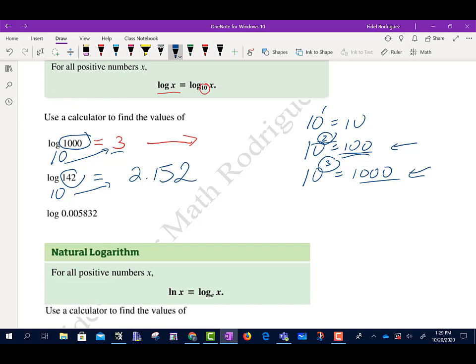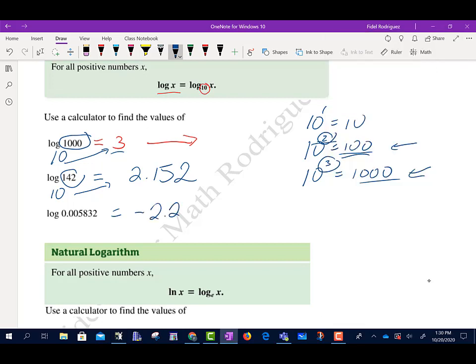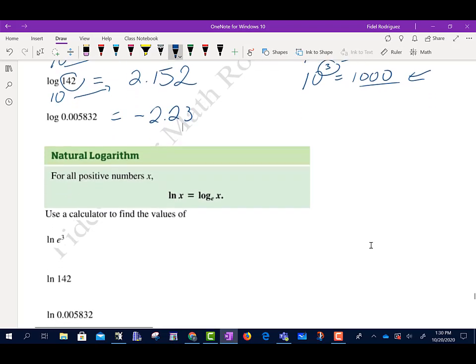Okay, so let's do this third one here. Let me take my calculator again. I'm going to type in log. Where's my log button? Right there. And I'm going to type in 0.005832. And let's hit enter. And I'm coming up with negative 2.23. Negative 2.23. Okay. So again, I'm just trying to get an idea of what it is I'm looking for here.